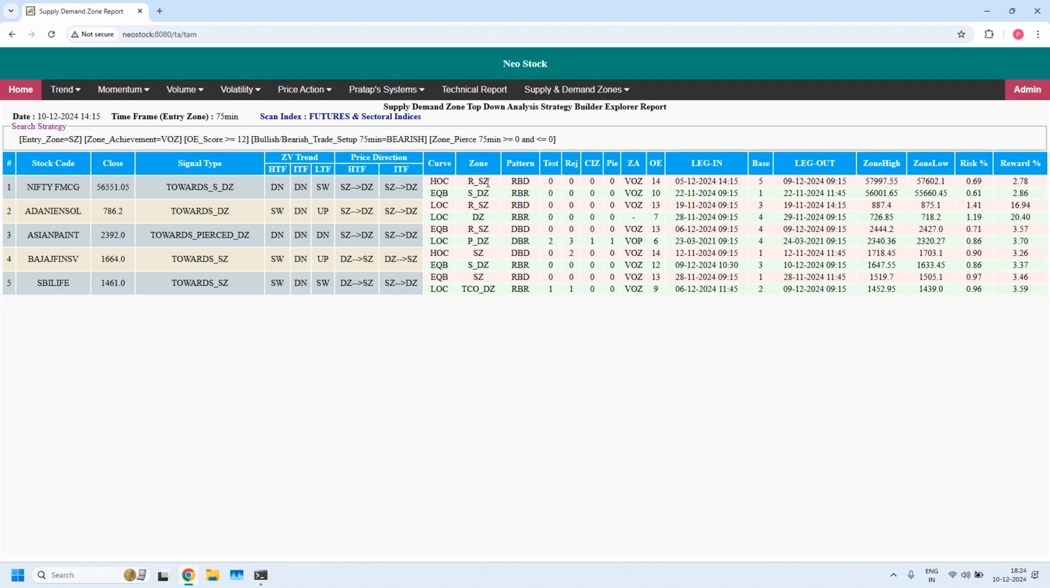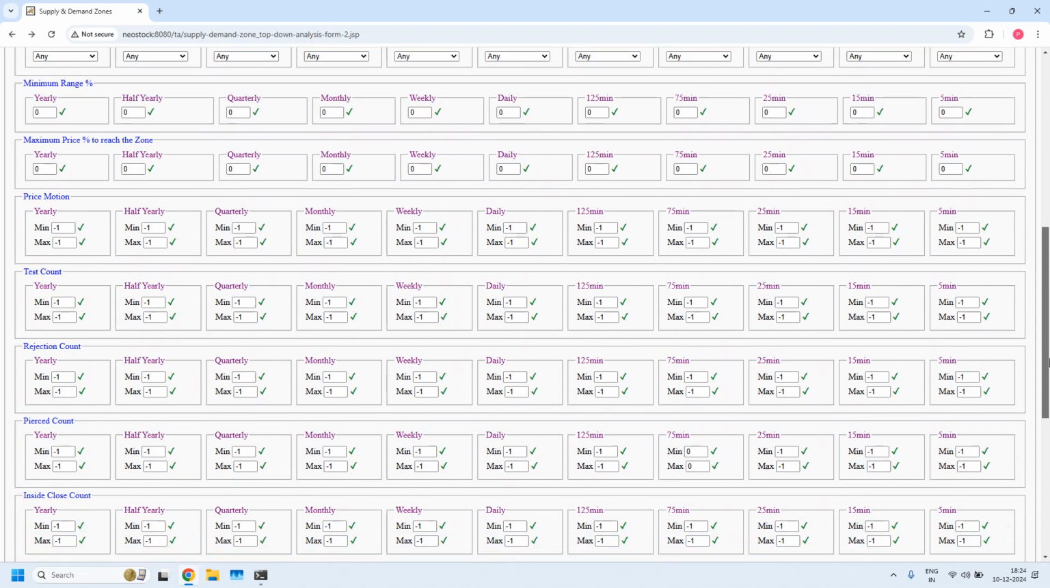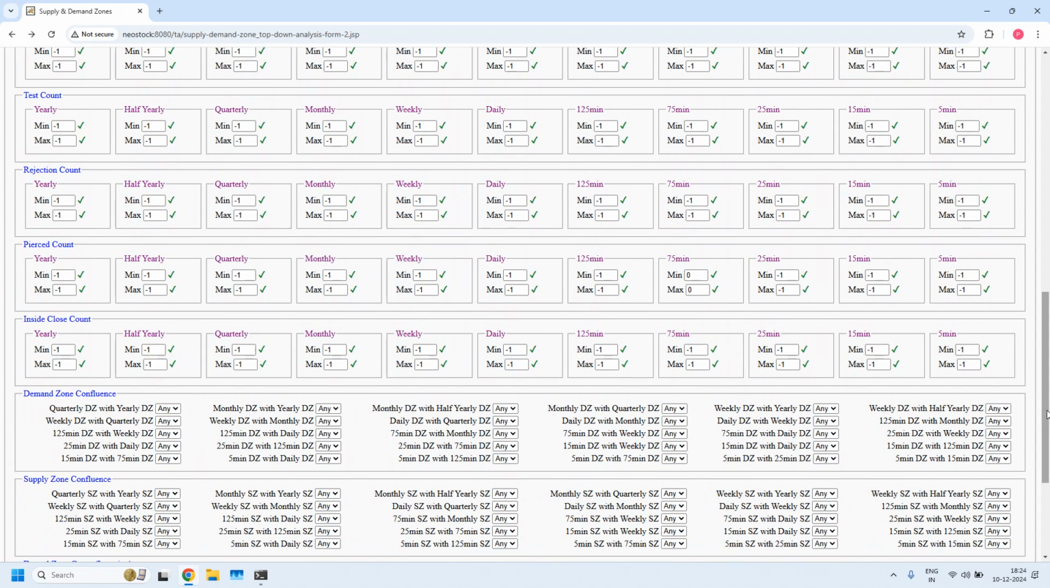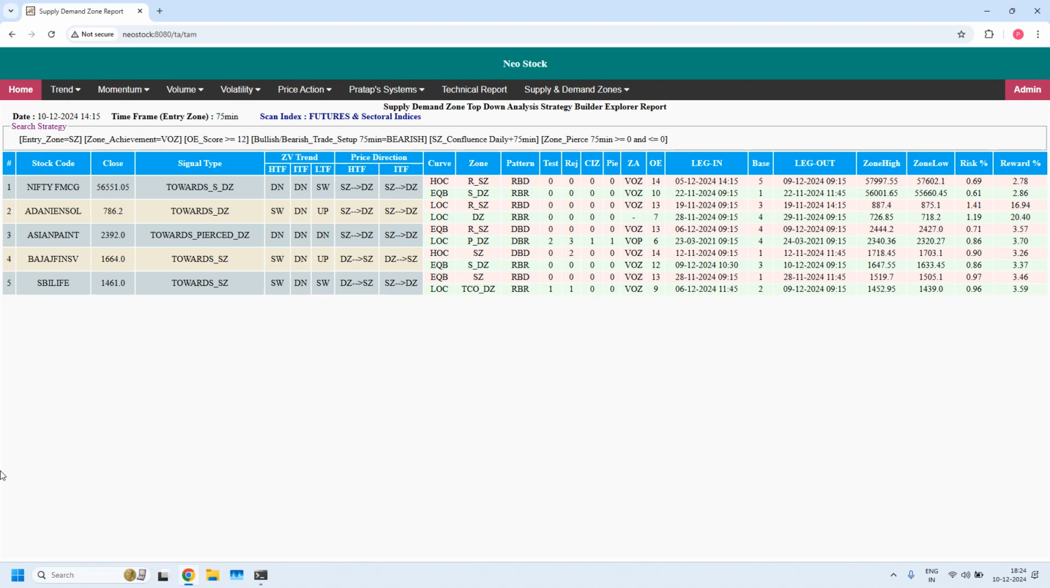So we are looking for supply zone because entry time frame is 75 minute supply zones. So that's why in the supply zone confluence, LTF and ITF supply zone confluence, I am enabling the filter 75 minute supply zone with daily supply zone confluence. With this filter, we got all the 5 stocks. In all these 5 stocks, these 75 minute supply zones are part of the daily supply zone, and the daily trend is down. If any of these daily supply zones are having daily EMA confluence, they are even more high probability setup supported stocks.